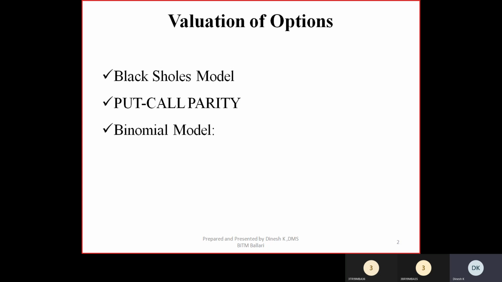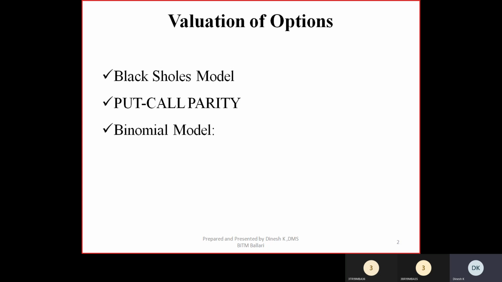If we know the call, it will help to know the put, and it is also useful for the arbitrage process in options. Then comes the binomial model. It's not as popular as the Black-Scholes model, but even the binomial model helps us in knowing the option price.